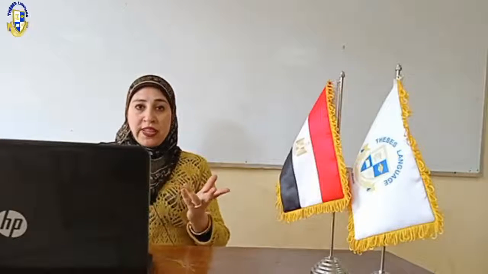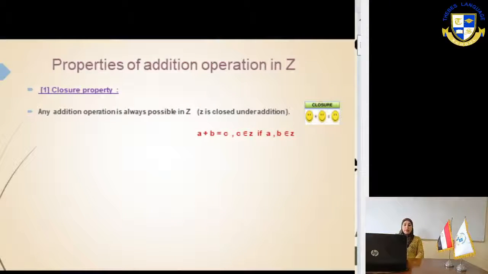For example, if I'm adding 2 plus 3, the answer will be 5. So this 5, I could find it inside the integer set. It couldn't be 5.5 or 5 and a quarter. So the answer must be a whole number, and all the whole numbers must be positive or negative or 0. So it's closed under the integers. Number 2, the commutative property.